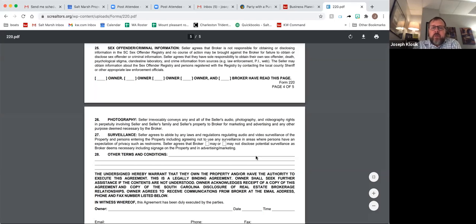Paragraph 27 says, should you want to survey or surveil your property while it's being shown, you have to abide by South Carolina law. You can either let me or not let me disclose potential surveillance as the broker deems necessary. If you get into this discussion, it's important that you let them know if they don't want it disclosed. By signing a buyer's brokerage agreement, there is a disclosure in there of potential surveillance. So where they may not want you to disclose it, you need to let them know that if they are going to have surveillance done on the property, buyers will more than likely know there's a risk or potential of that based on the agreement they've signed.